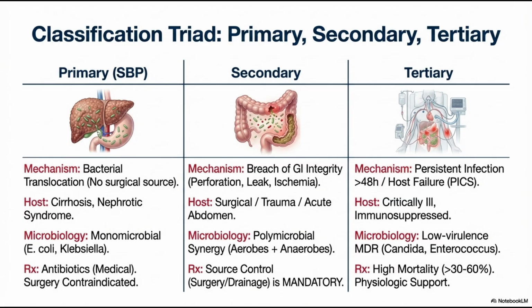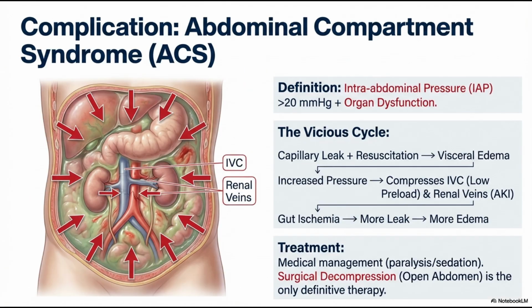Let's switch gears to pressure. Part 5. Intra-abdominal hypertension, IAH. This is the silent killer in the ICU. We monitor blood pressure, intracranial pressure, but we often ignore abdominal pressure until it's way too late. Definitions first. What are the numbers we need to know? IAH, intra-abdominal hypertension, is a sustained intra-abdominal pressure, or IAP, greater than or equal to 12 mmHg. ACS, abdominal compartment syndrome, is pressure greater than 20 mmHg plus new organ dysfunction.